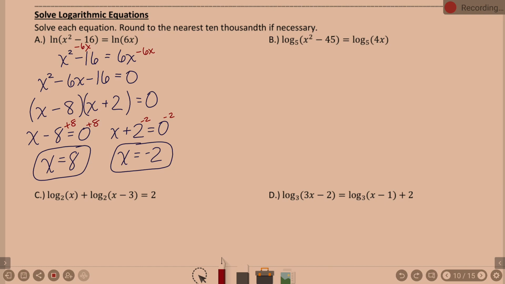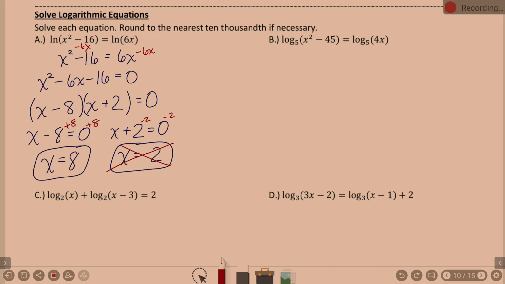So now, here's the deal. Just because this is a negative 2, that doesn't necessarily mean it doesn't work. Is it going to make either of these logs inside negative? And here's what I see. 6 times negative 2 is negative 12. Can you do a natural log of negative 12? No, your calculator yells at you, doesn't it? It says error. So, does negative 2 work? It does not. Now, don't ever just assume because 8 is positive it works.